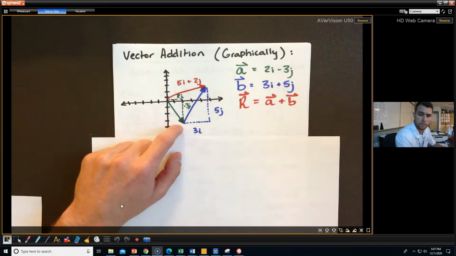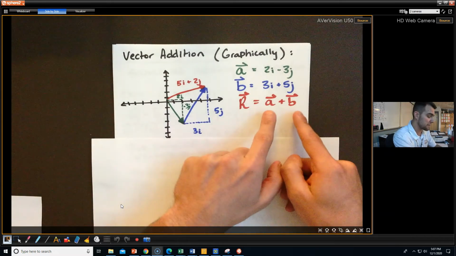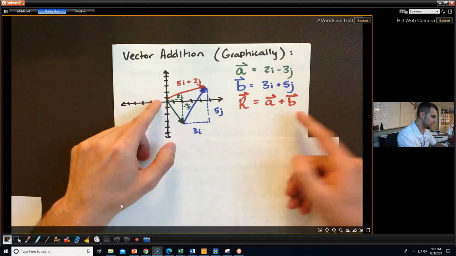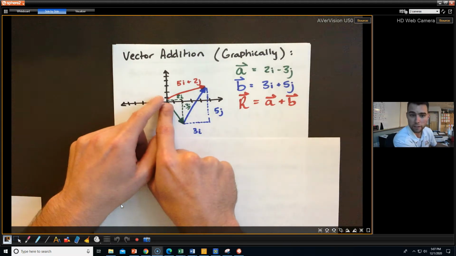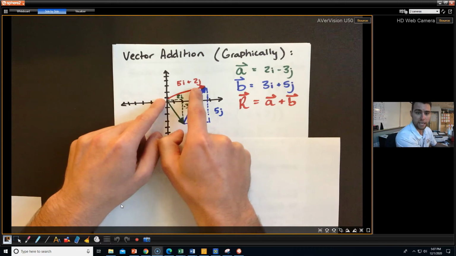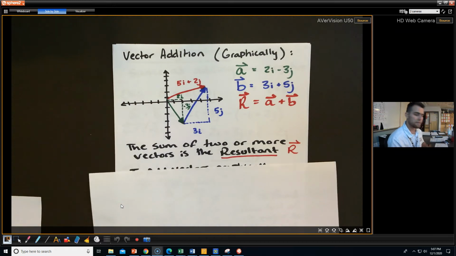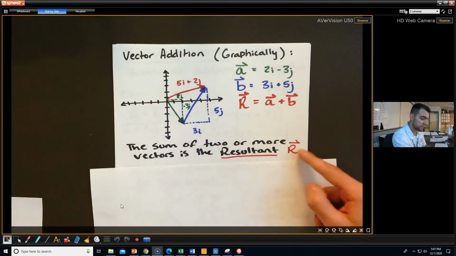And so my resultant, and that's actually what we call this guy, the resultant is the vector we get from adding our vectors together. And so that resultant vector is going to start at the tail of vector A, and it's going to end at the tip of vector B. Okay? So let's kind of formalize that a little bit. The sum of two or more vectors is the resultant, this R vector.